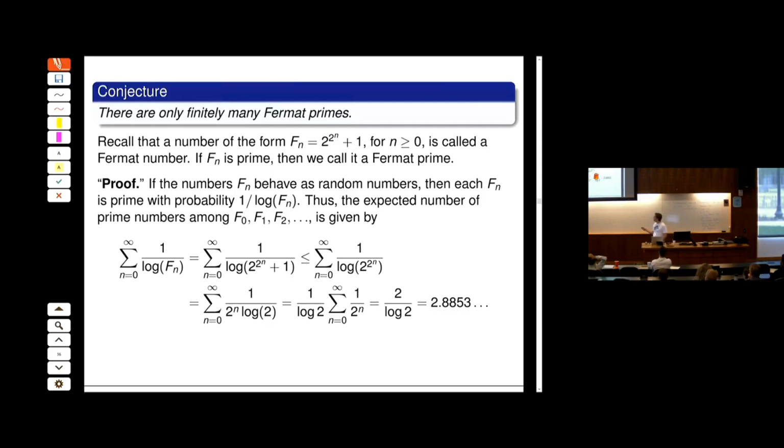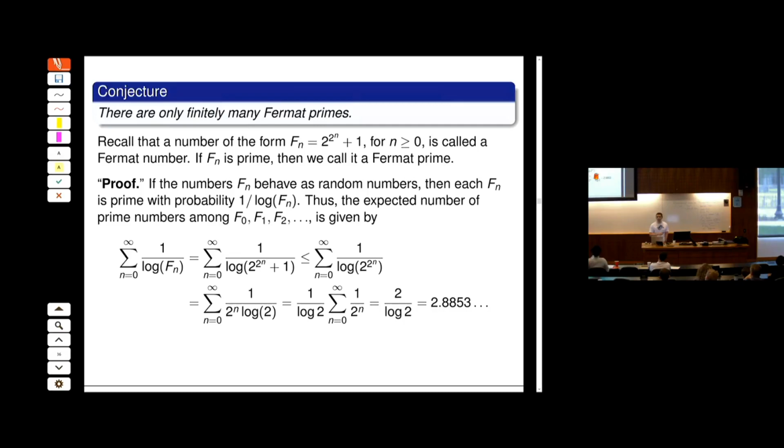And then the sum, if you substitute the value of Fn, that's that. And then you can drop the 1, and then you get a sum of 1 over the log. And the exponent can come out multiplying. And then you just have a common factor of 1 over log 2 that comes out of the sum. And now that's a geometric sum that I can add up. So the sum of all that says that the expected value is less or equal to 2 over log 2. And that's about 2.8853.